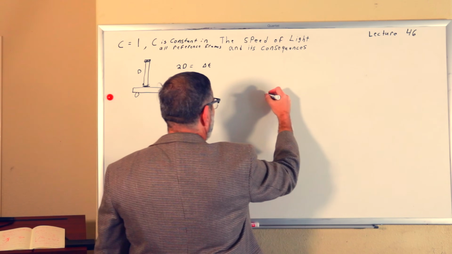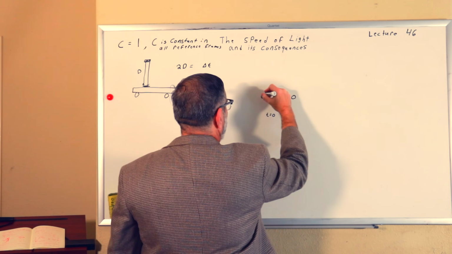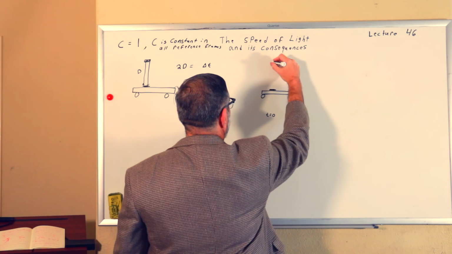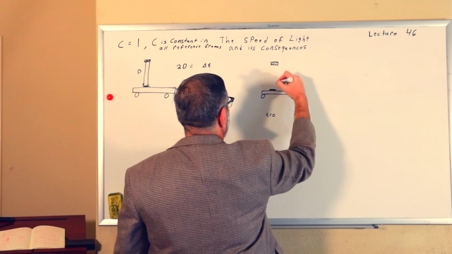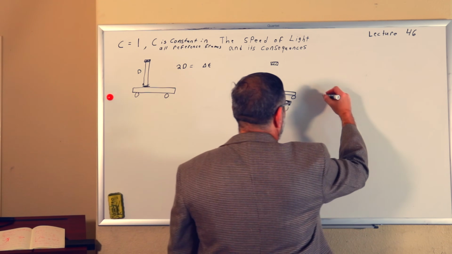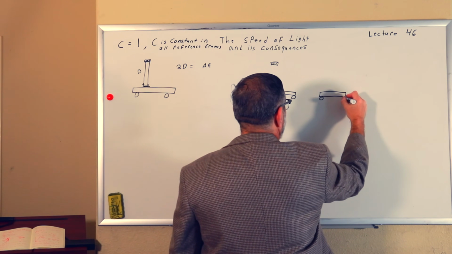What does he see? Well, I'm going to write out t equals 0 here. Here is the train. Here is the light clock, and the pulse is just starting off here. At some time later, the train will have moved along to this point here.